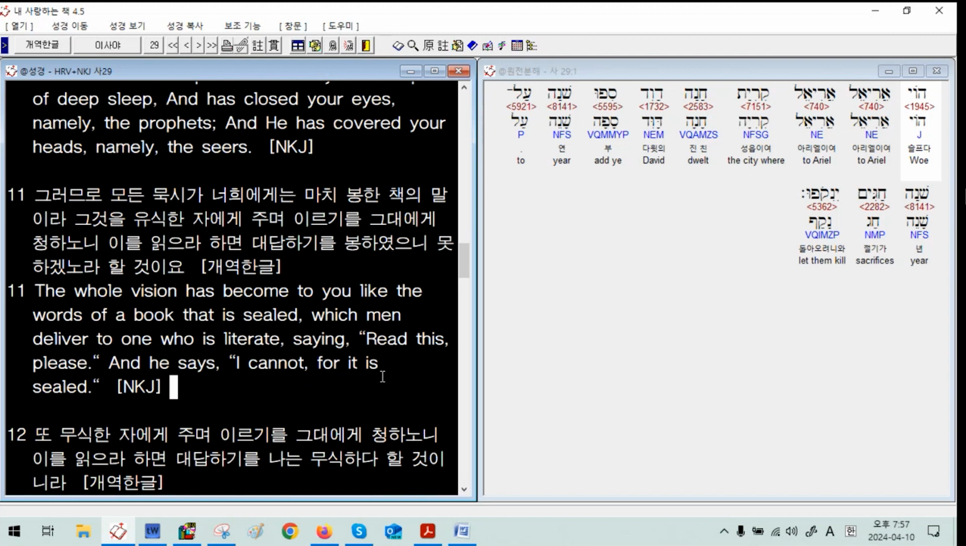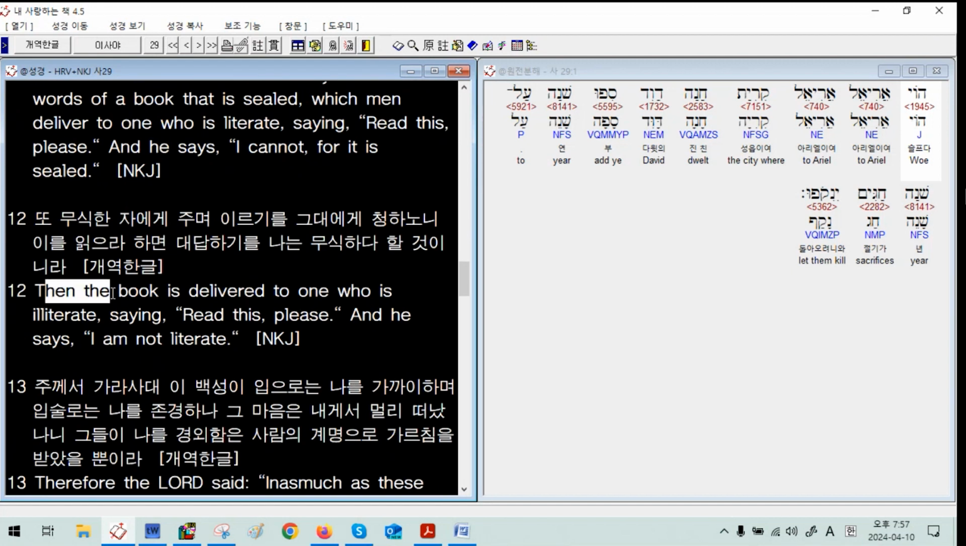Until we hear the 7th trumpet, the Bible is a sealed book. The mystery of the kingdom of heaven is fully sealed. Then the book is delivered to one who is literate, saying, read this please. And he says, I am not literate.